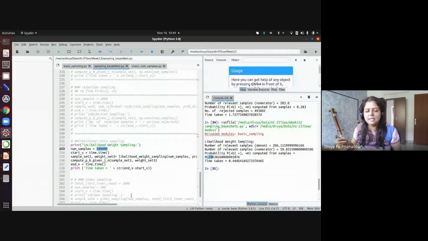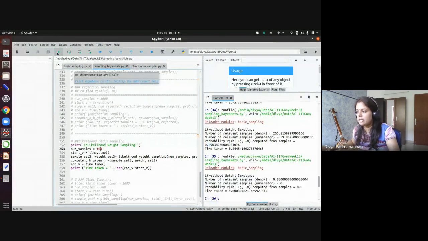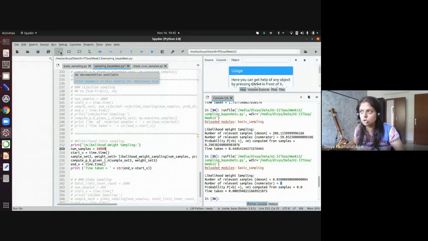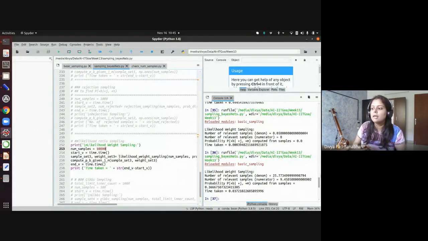But remember, we ran this a lot of times, about 1 lakh times. If I ran it just 100 times, let me see what happened. Here you see this number, the number of relevant samples. Probably there was just one sample which was relevant, and it had a weight of 0.05. And here there's nothing at all. So it's not a very robust estimate in that sense. You can run this a lot of times to make some sense out of it. So that's about likelihood weight sampling.